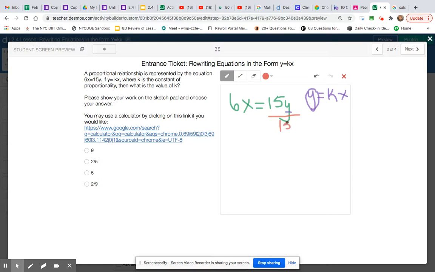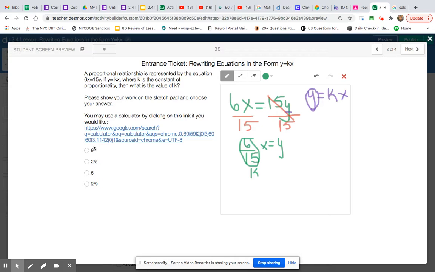Why are we dividing by 15? Because we're currently multiplying 15 times y. So to get rid of this 15, we have to do the opposite operation, which is dividing by 15. And whatever you do to one side, you have to do to the other side. So when we do that, notice now that we're left with y equals 6 over 15x. So notice now that the y is by itself. So our k is technically 6 over 15.